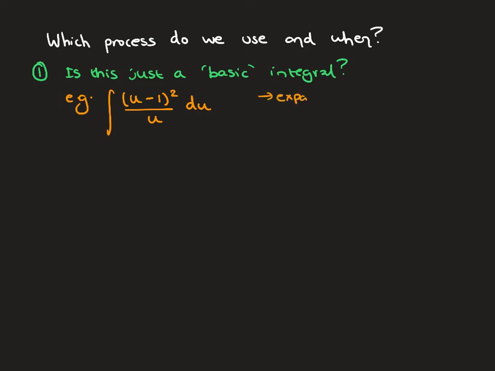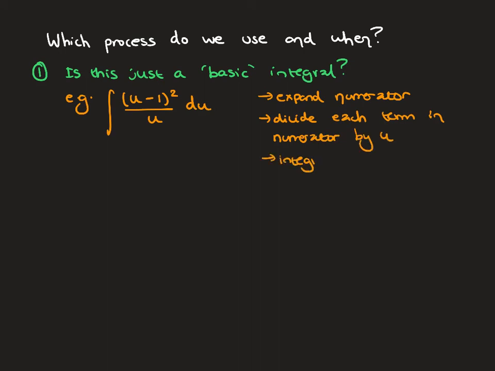Simply expand the numerator and simplify, divide each term in the numerator by u, and then integrate term by term, as you would using the integration result. The integral of x to the n is equal to x to the n plus 1 over n plus 1 plus a constant. So that is just basic integration.